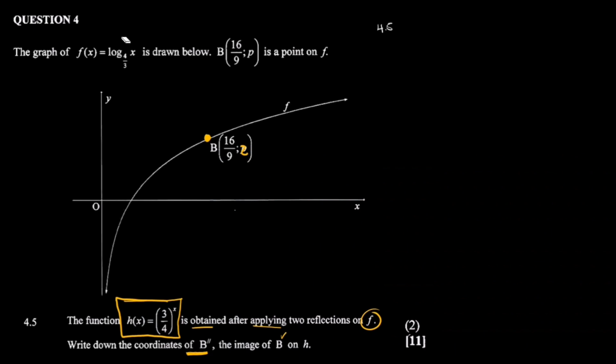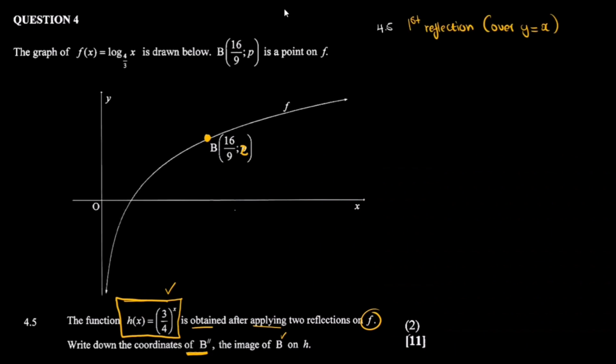So essentially what they're saying is that we're going to take this graph and apply two reflections on this graph of f. They're asking us to find the coordinates that are going to be on this graph, which we will get after applying two reflections. Remember, each time we reflect this graph, even these coordinates are going to change.